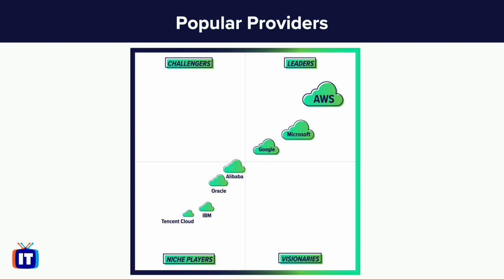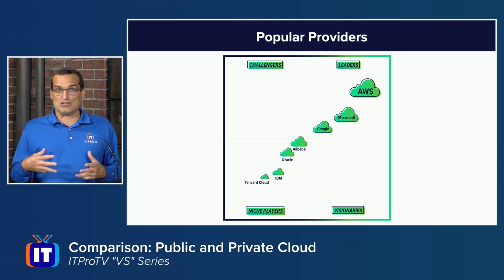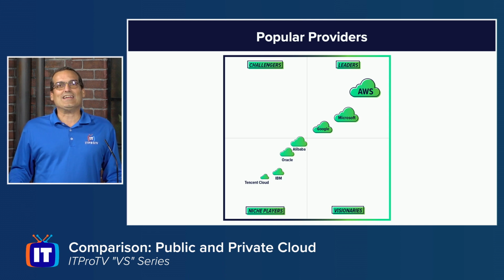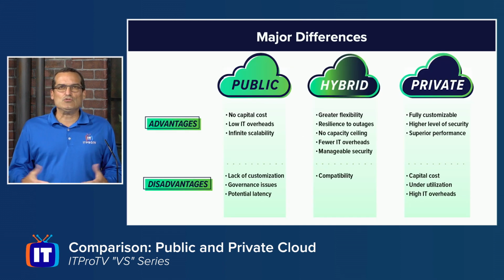And I'll tell you this, if you use IT Pro TV training to learn something like AWS, well, trust me, learning Azure and Google Cloud Platform, it's so much easier. Once you know one public cloud, it's really easy to learn the others. So is there any one solution, one deployment model that's best? No, there really isn't. There are subtle and not so subtle differences between them.